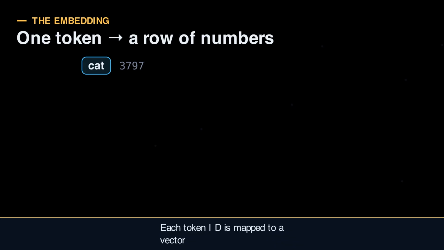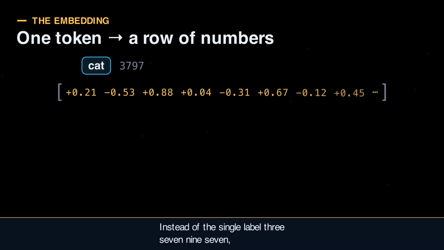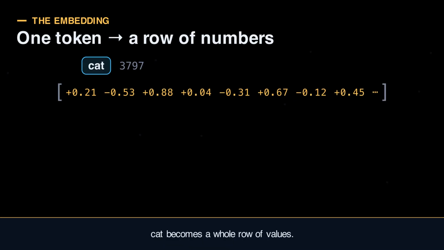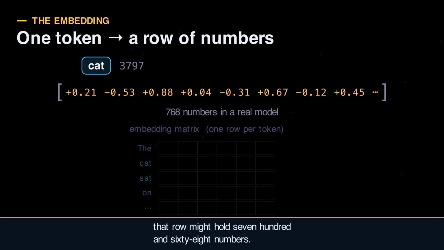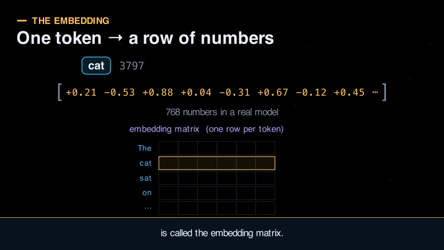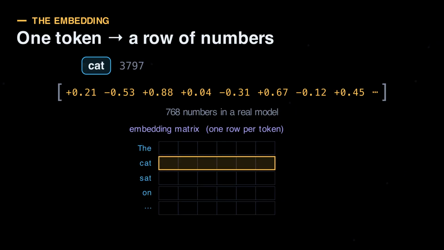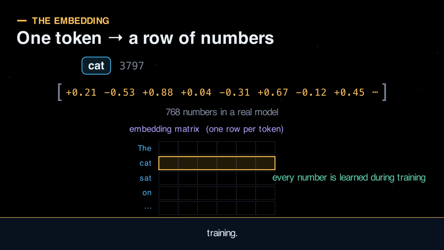Each token ID is mapped to a vector, a list of numbers. Instead of the single label 3797, cat becomes a whole row of values. In a real model, that row might hold 768 numbers. This lookup table, one row per token, is called the embedding matrix. And every one of these numbers is learned during training.